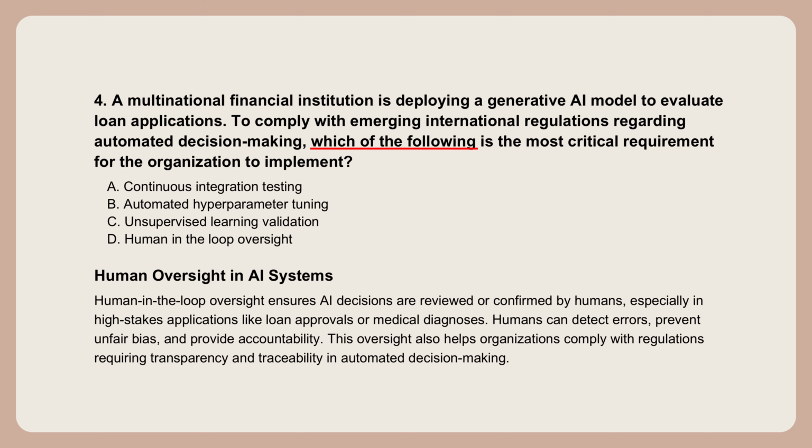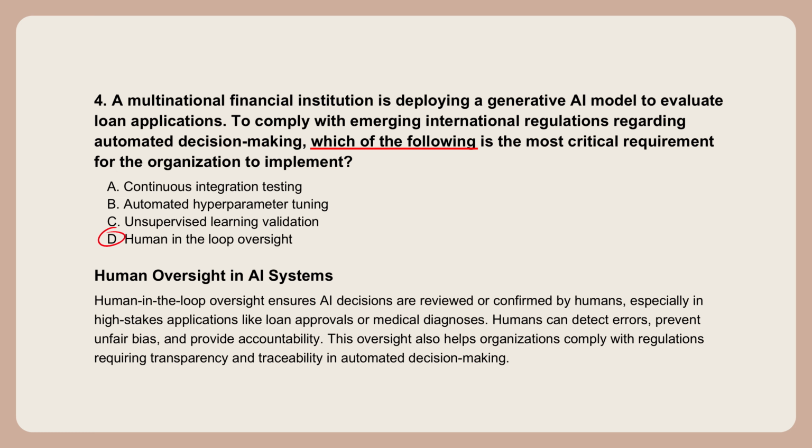The correct answer is D, human-in-the-loop oversight. The text is definitive on this. Human oversight is absolutely critical for automated decision-making, particularly in high-stakes areas like approving loans. Humans must be in a position to review, modify, or confirm the AI's decisions. Interesting. My initial thought was option A, continuous integration testing, because that sounds like a standard tech compliance step. Why is that human element so irreplaceable here?